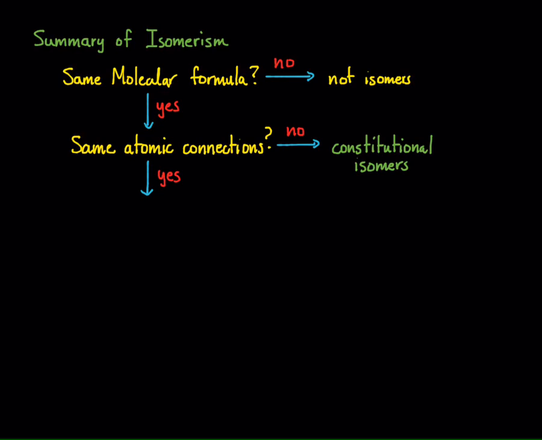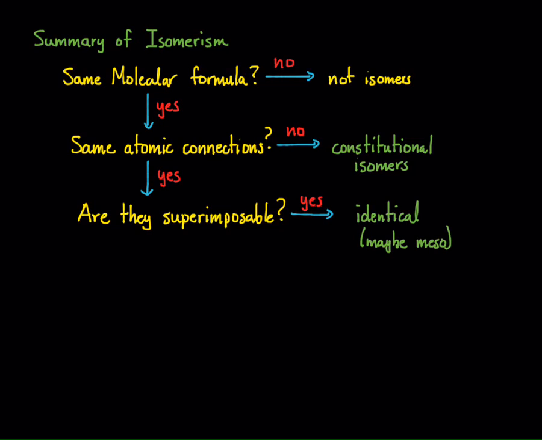But if they do have the same atomic connections, right? All the atoms are connected in the same way. Then the next step is to say, well, are they superimposable on one another? If the answer is yes to this, then they have to be identical. And maybe they are a meso compound if you have two or more stereogenic carbons.